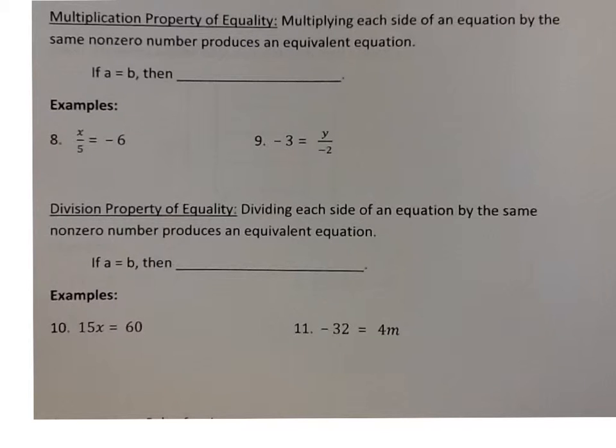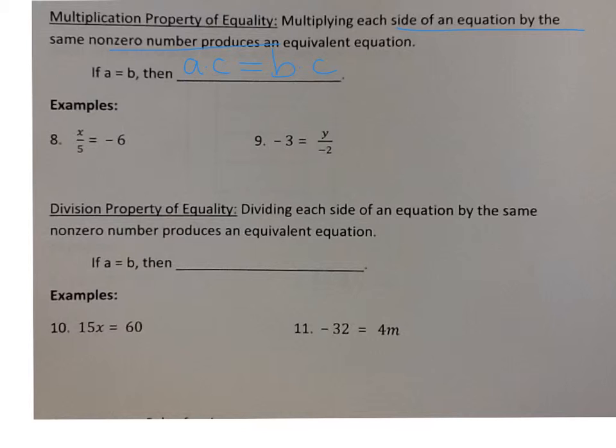Moving on to multiplication. The multiplication property of equality says that multiplying each side of an equation by the same non-zero number produces an equivalent equation. So again, if A and B are the same, if I multiply A times C, it will equal the same as B times C.